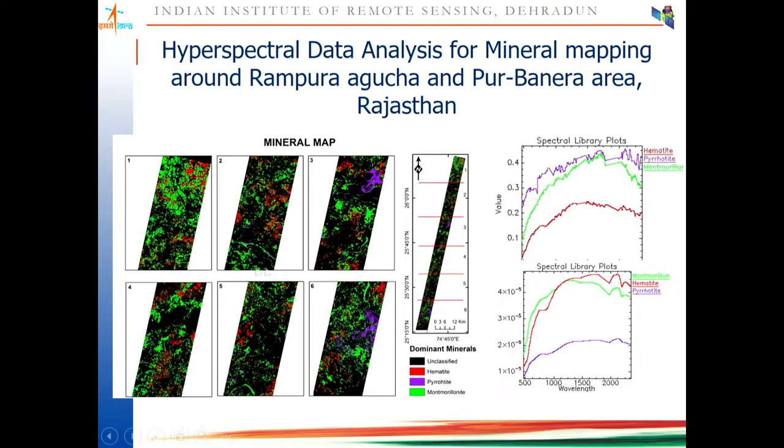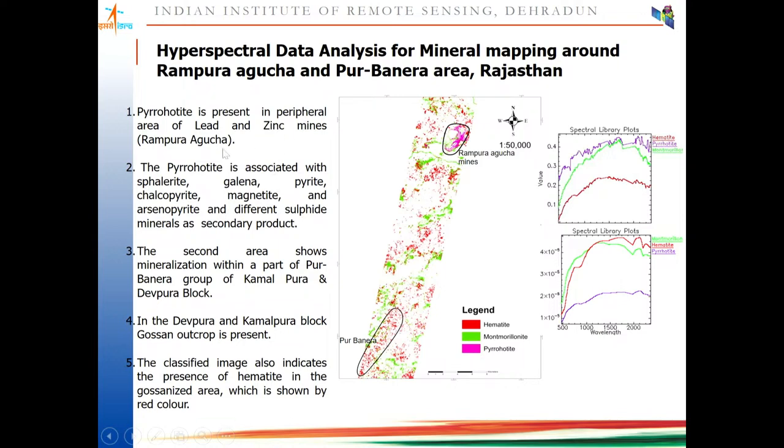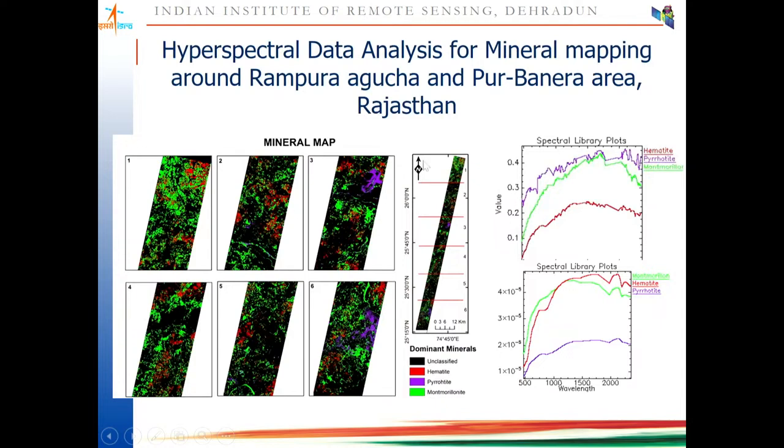Now another study over here, you can see that different parts of the image have been shown carefully, and can you see this purple color? This purple color basically shows the presence of the mineral pyrrhotite, and pyrrhotite is associated nearby with sulfide mineralization. Over here there is lead and zinc mineralization, and this pyrrhotite is present in the peripheral area of the lead zinc mine. It is associated with sphalerite, galena, pyrite, chalcopyrite and different sulfide minerals as a secondary product. With the help of this image, we are able to pick the pyrrhotite using this hyperspectral imagery.